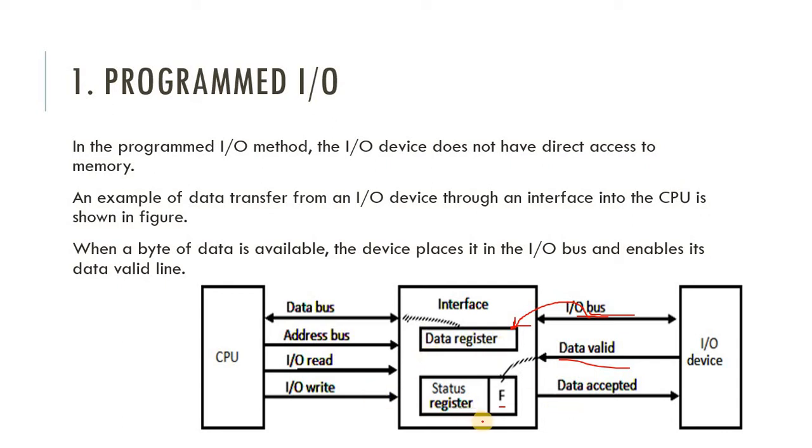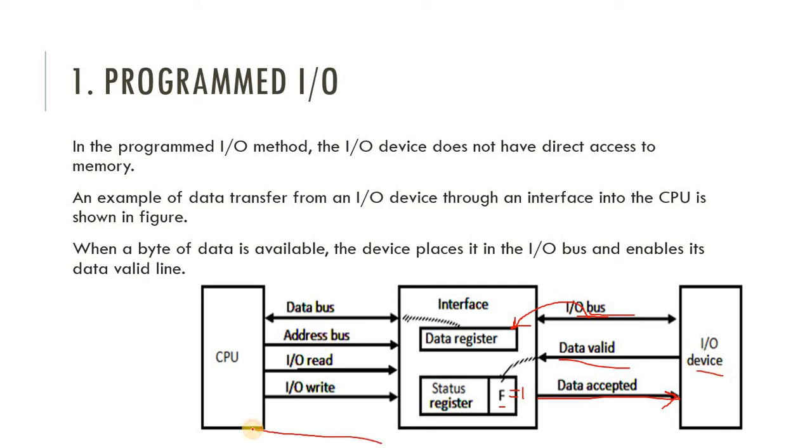So now the flag bit of the status register is equal to 1 after getting the data valid signal. So now the value of the flag register is equal to 1. When the value of the flag register becomes 1, at that time the IO interface sends the data accepted signal to the IO device. It is something like an acknowledgement that the data you sent was received. So for that, the acknowledgement signal, which is the data accepted signal, is sent to the IO device.